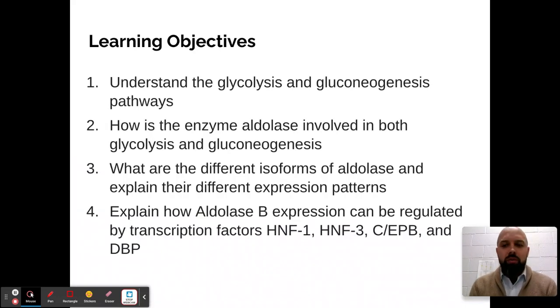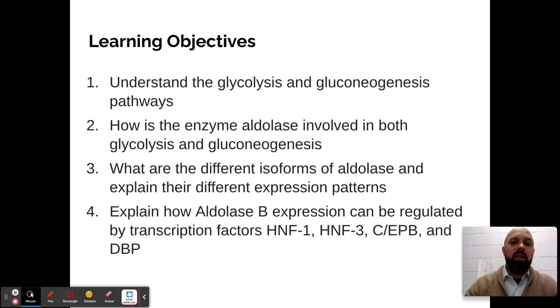So, just to introduce you to the concepts, what are we really going to look at today? We need to understand the glycolysis and gluconeogenesis pathways. In order to do that, we will also compare and contrast similarities and differences between them. Number two, how is the enzyme aldolase involved in both? Aldolase is a really key enzyme that is involved in both processes. So we're going to look at that specifically and what its function is in the whole process.